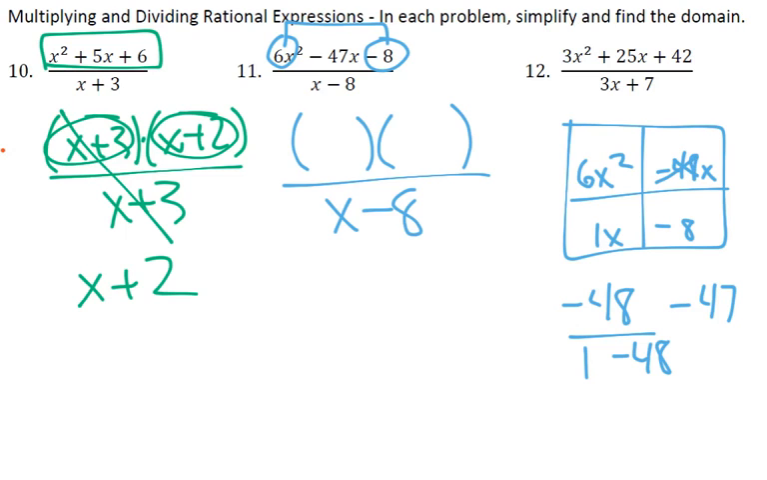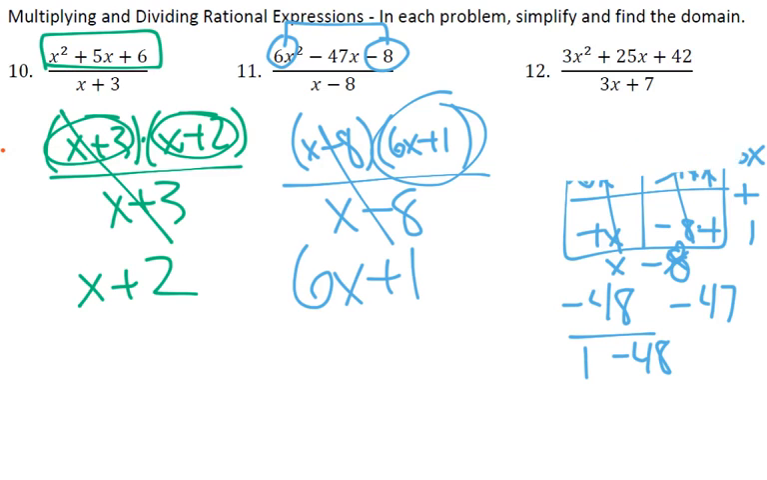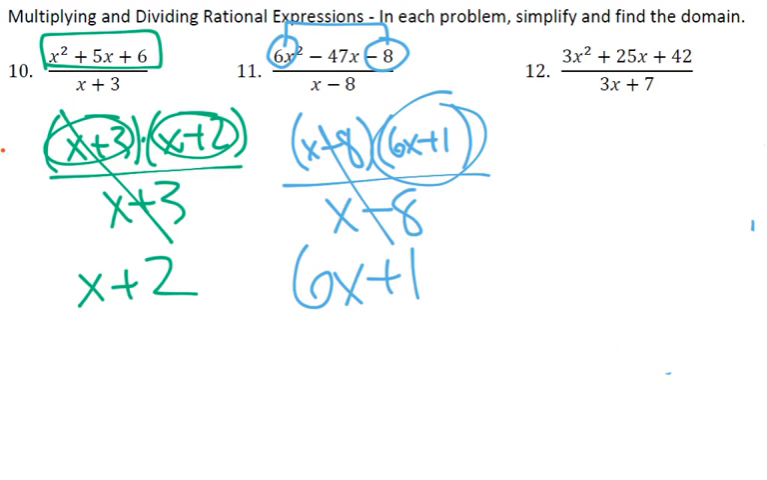Now, 48 is like negative 8 times positive 6. So we can pull out a 6 and an x, 6x. We can pull out a 1, because that would be like times 1, so plus 1. We can pull out an x and a minus 8. Oops, not minus x. So x minus 8, 6x plus 1. So now I can eliminate that, and we're left with 6x plus 1. Now if we're looking at 12, same idea here.